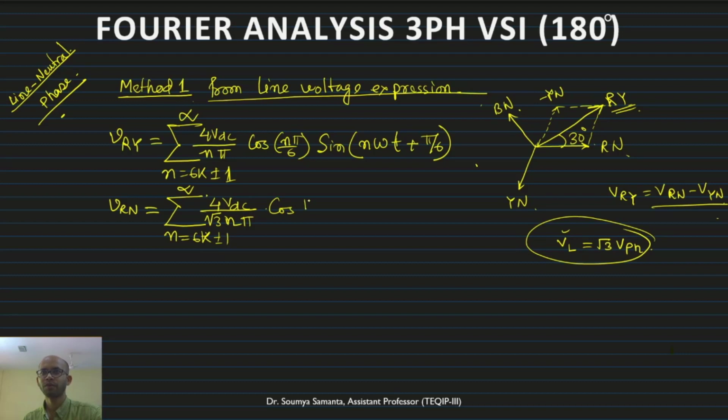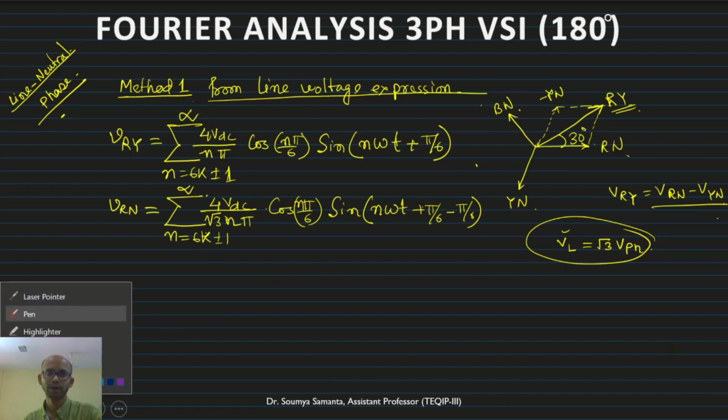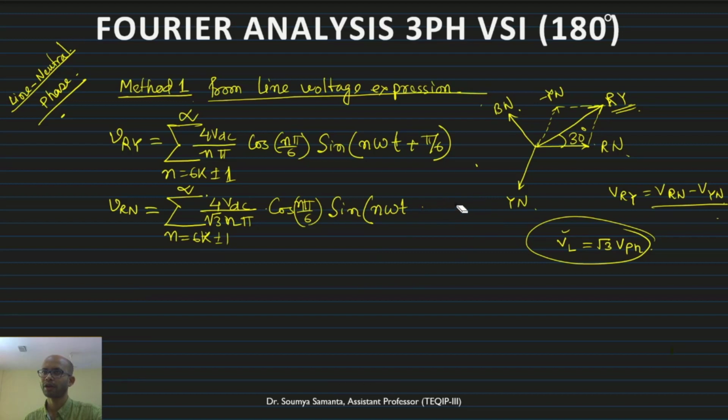This part will remain the same. This is the sinusoidal of n omega t plus pi by 6, and this will be delayed by minus pi by 6, because this is the delay, a minus 30 degree delay. So basically what will happen, this will cancel out. So what we will get, I will get this much. This is the expression for line phase voltage for the star connection.